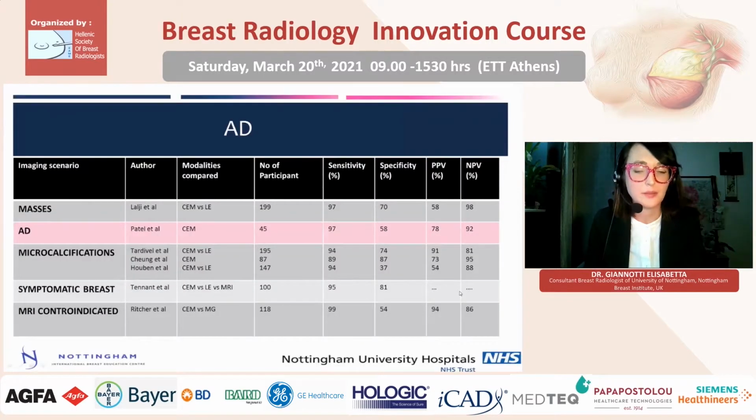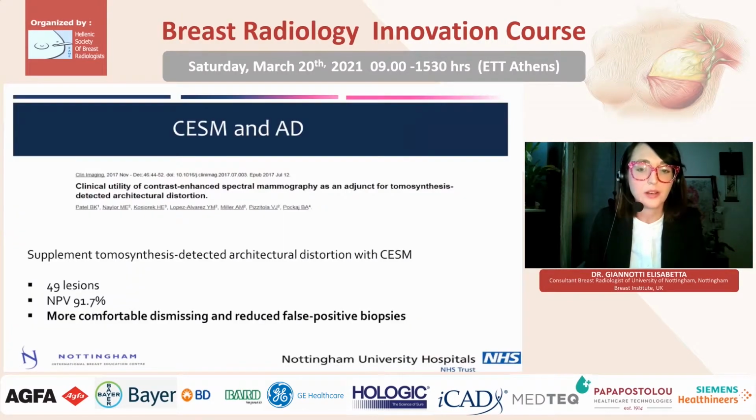So what about asymmetric density? So the role in asymmetric density in contrast mammography is again about a negative predictive value. So in absence of enhancement, the risk of malignancy is low. So this author evaluated the role of contrast mammography after tomosynthesis in evaluating asymmetric density. And I think the key point is this, that we are more comfortable in dismissing and reducing false positive biopsy if there is a lack of enhancement.